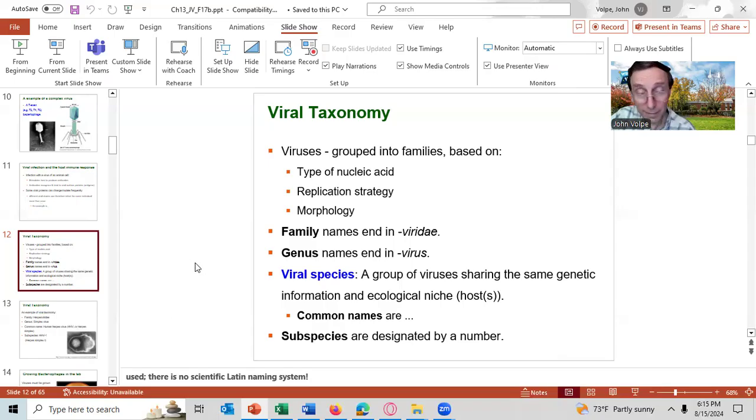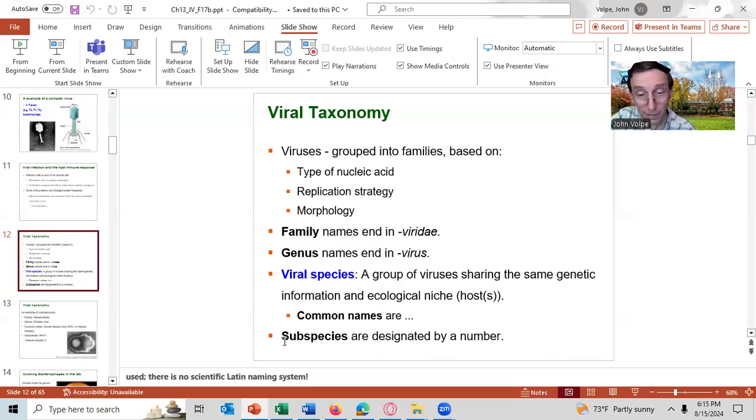An even clearer example of the difference between the subspecies is poliovirus type 1 and poliovirus type 2. Poliovirus type 1 gives the disease polio. Poliovirus type 2 is used as a vaccine to prevent individuals from getting the polio disease. So one gives the disease, polio, and the other we use as a vaccine to prevent getting the disease, polio.